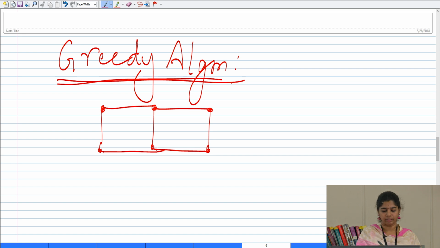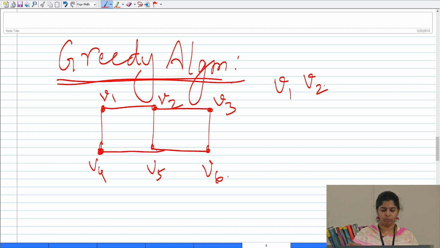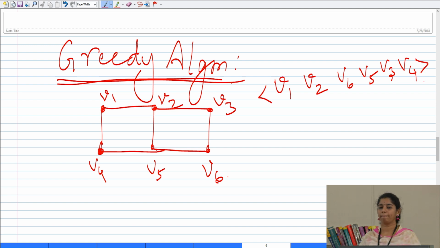Somebody has given me an answer for this graph already, but still I will give you an ordering. So let us consider, say, V1, V2, V6, V5, V3, V4. With this ordering in hand, how many colors do I require?